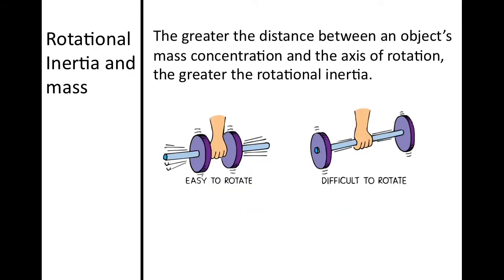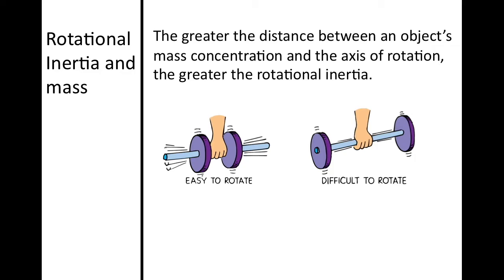Rotational inertia and mass. So there is a relationship, and it depends on where the mass is located in relation to the axis of rotation. The greater the distance between an object's mass concentration and the axis of rotation, the greater the rotational inertia.